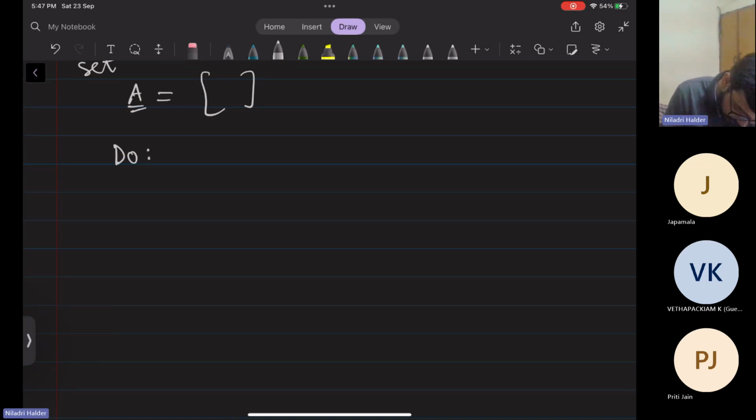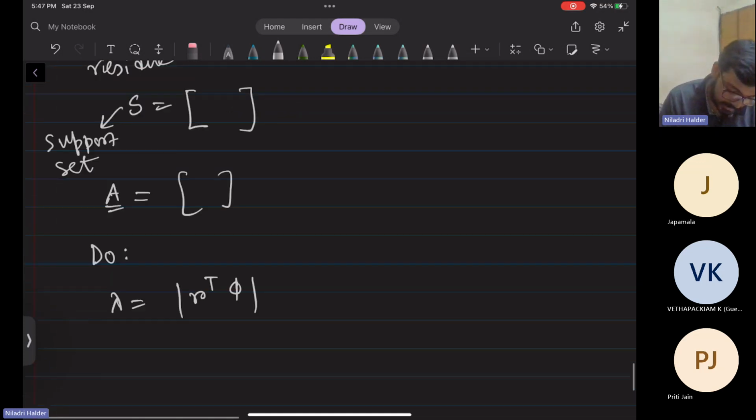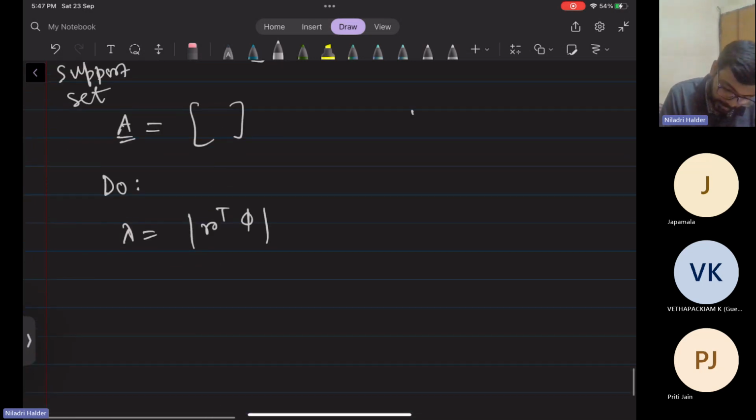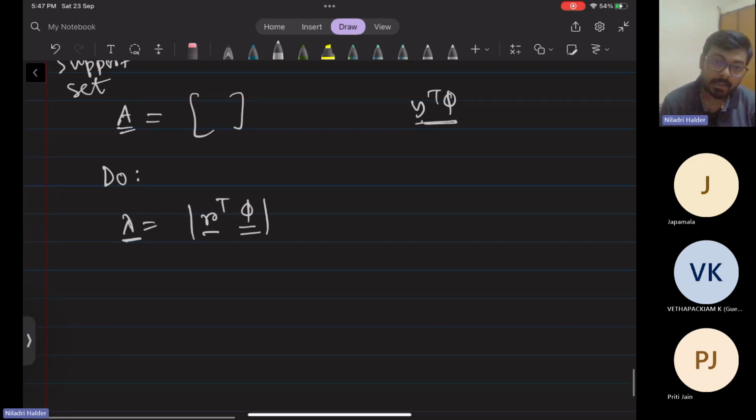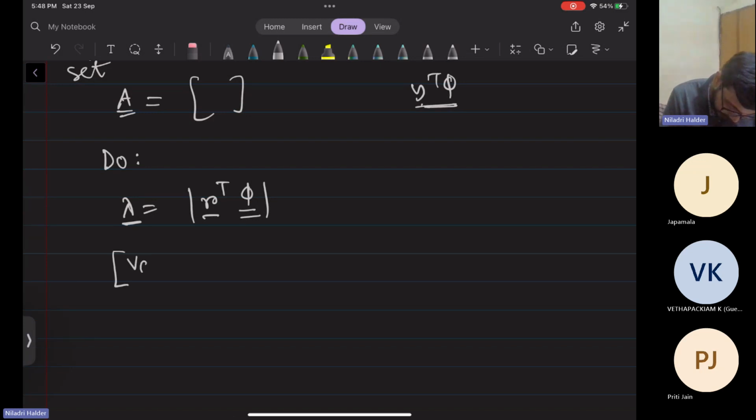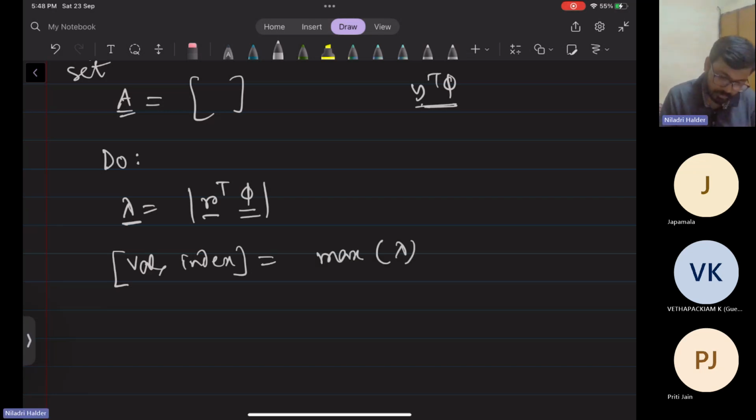We need to find one lambda that equals the absolute value of R transpose phi. R is the residue; at the beginning, it is Y. So we find Y transpose phi, which means the correlation between Y and the columns of phi. This is the correlation vector, the lambda vector. Now we'll find the value and index of the maximum of lambda. Lambda is a vector, so we find the position and the value of the maximum correlated value.